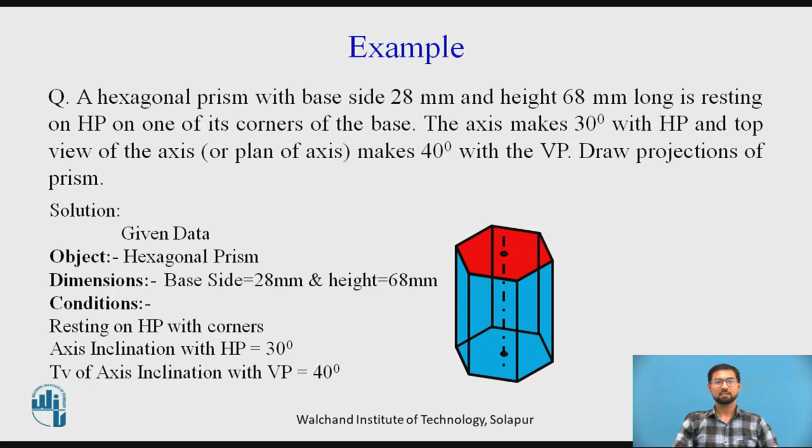First condition is it is resting on HP with a corner. Second, the axis inclination with HP is 30°. And third is the top view of the axis inclination with the VP is 40°. So if you observe, there are three conditions and we are solving the problem in three stages.